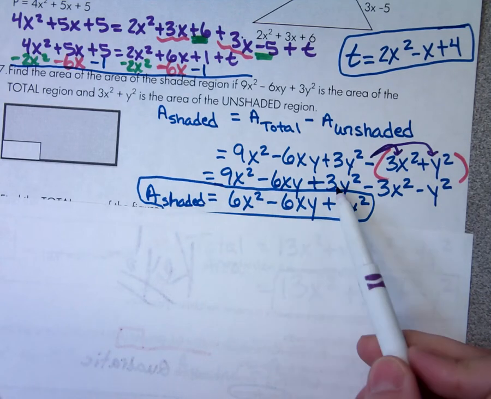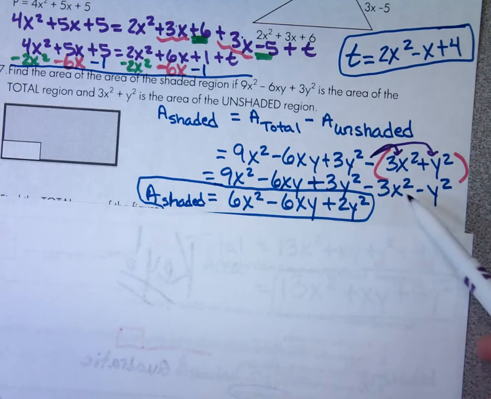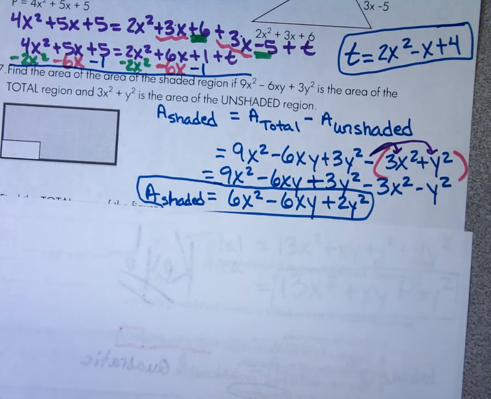So I took the total area that they gave me and I subtracted the unshaded, but remember that negative has to get distributed, and then I combined my like terms. I'll give you a moment to look at that.